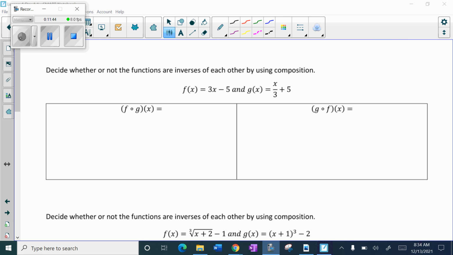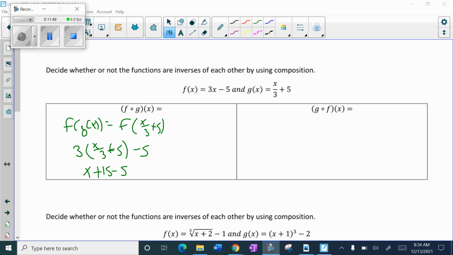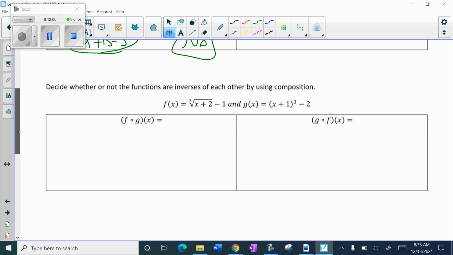Okay, so let's try this next one. Same exact thing. Okay, so when I did f of g of x, I ended up with this. So when I distributed the 3, I got 15, and 15 minus 5, that's not going to cancel out. So I can stop here and say, no, they're not inverses of each other. So let's do one more here.